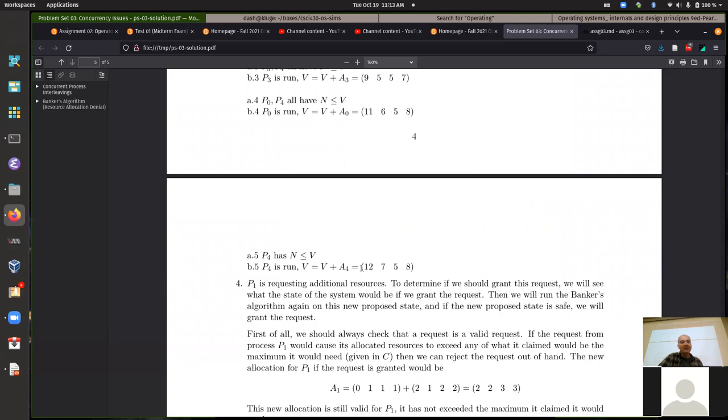If you do run all the steps, as a double check, you should find that your current available ends up being equal to R, the total resources, at the end, because it should have run all the processes and returned all the resources, so they should all be back available.